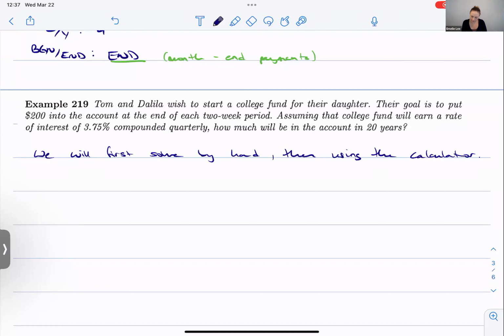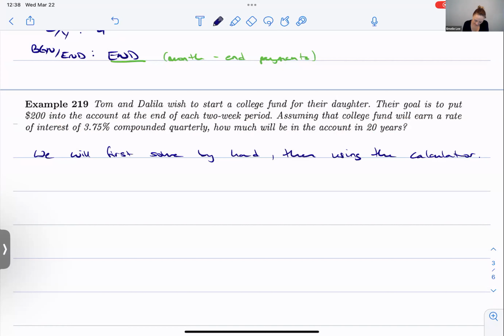Okay, so Tom and Delilah wish to start a college fund for their daughter. Their goal is to put $200 into the account at the end of each 2-week period. Okay, so bi-weekly. Assuming that the college fund will earn a rate of interest of 3.75% compounded quarterly, how much will be in the account in 20 years?